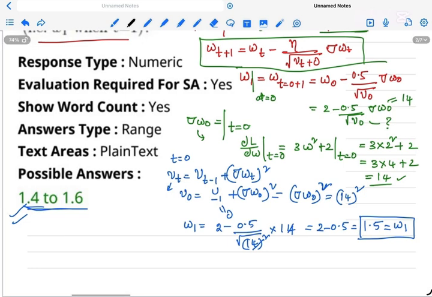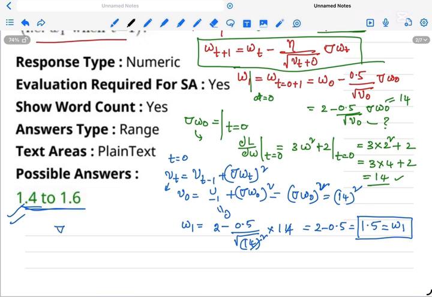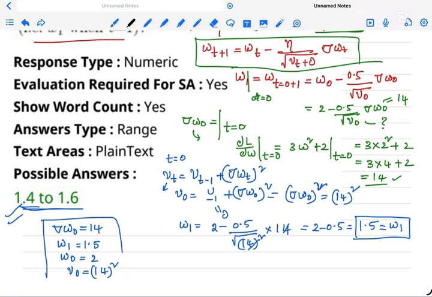We find what are the values. Delta W naught equals 14. Okay, W1 equals 1.5. W naught equals the given 2 and V naught equals 14 square. You can remember these values, use them for the next question. Continuation.